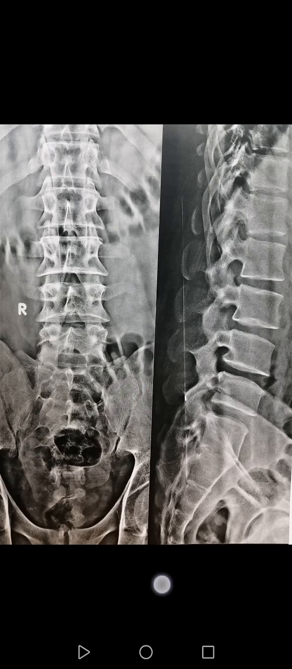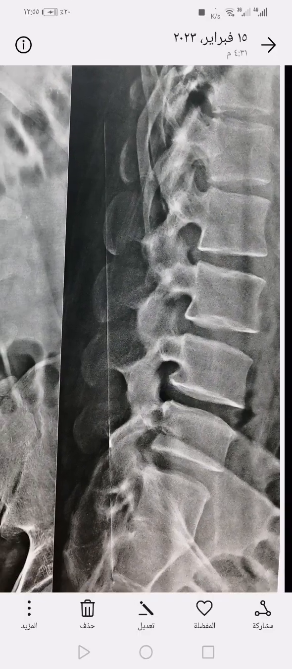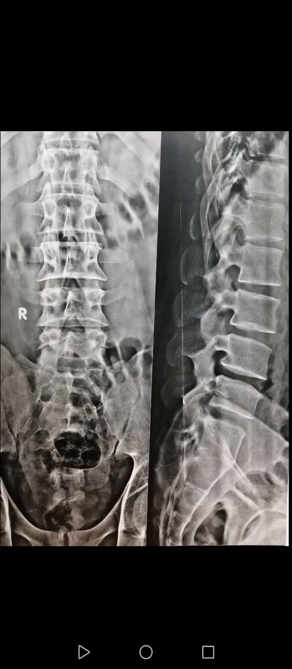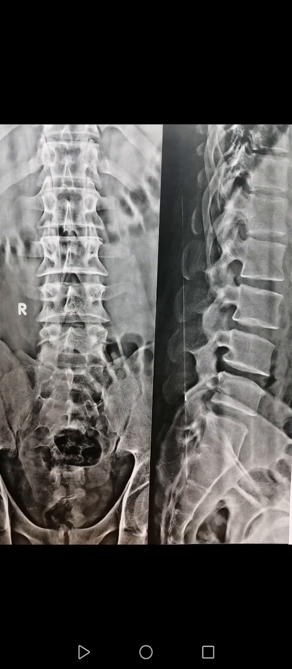First of all, what about alignment? Is there any problem in the alignment? Yes, there is decreased or lost lumbar lordosis. The lumbar vertebrae here are more or less in the same line, so there is no curve. There is a lost lumbar curvature, or lost lumbar lordosis, which means there is muscle spasm in this patient. So the first finding is lost lumbar lordosis, which is one of the alignment problems.